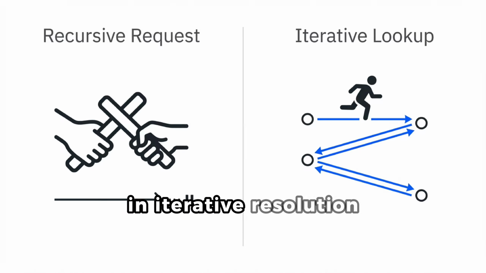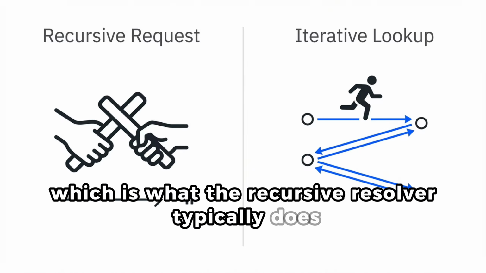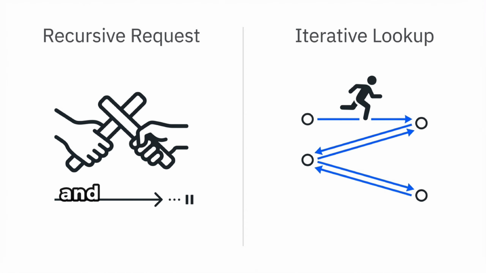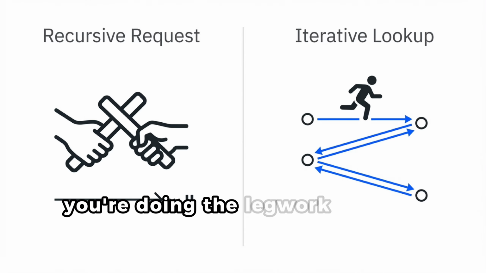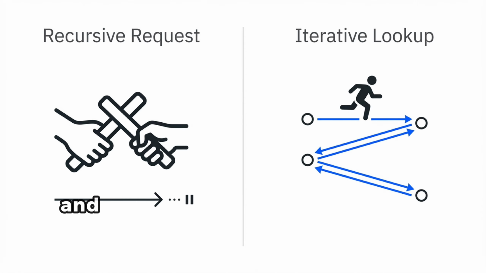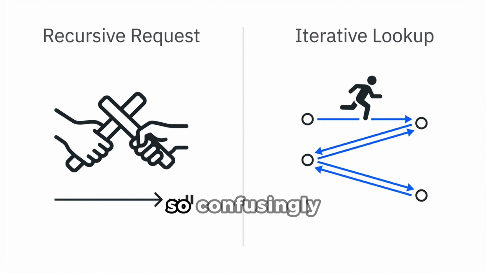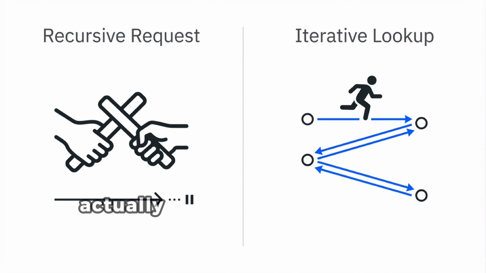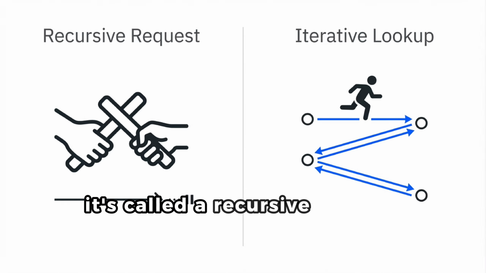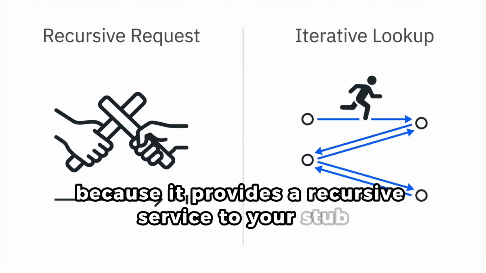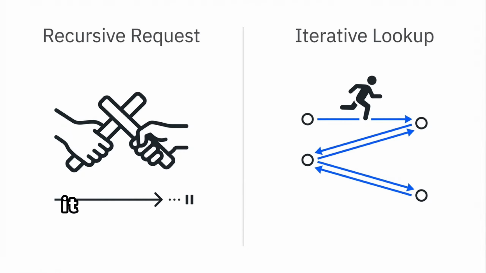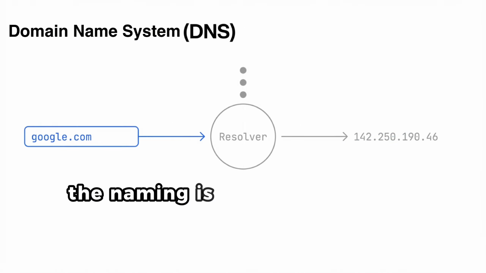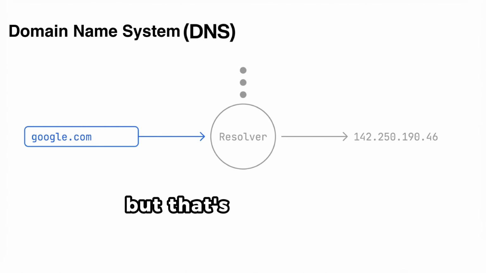In iterative resolution, which is what the recursive resolver typically does, you ask each server in turn, and each one either gives you the answer or sends you to someone else who might know. You're doing the legwork yourself, taking each referral and following it to the next server. So confusingly, the thing called a recursive resolver actually does iterative lookups. It follows each referral step by step. It's called a recursive resolver because it provides a recursive service to your stub resolver. You send one question, it goes away, does all the iterating, and comes back with one final answer. The naming is a little backwards from what you'd expect, but that's DNS for you.